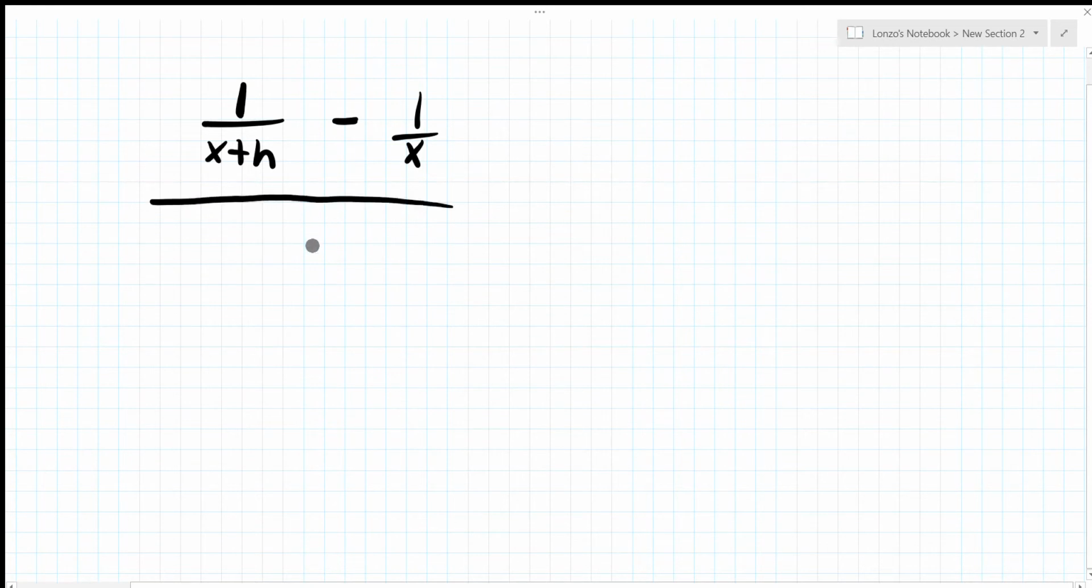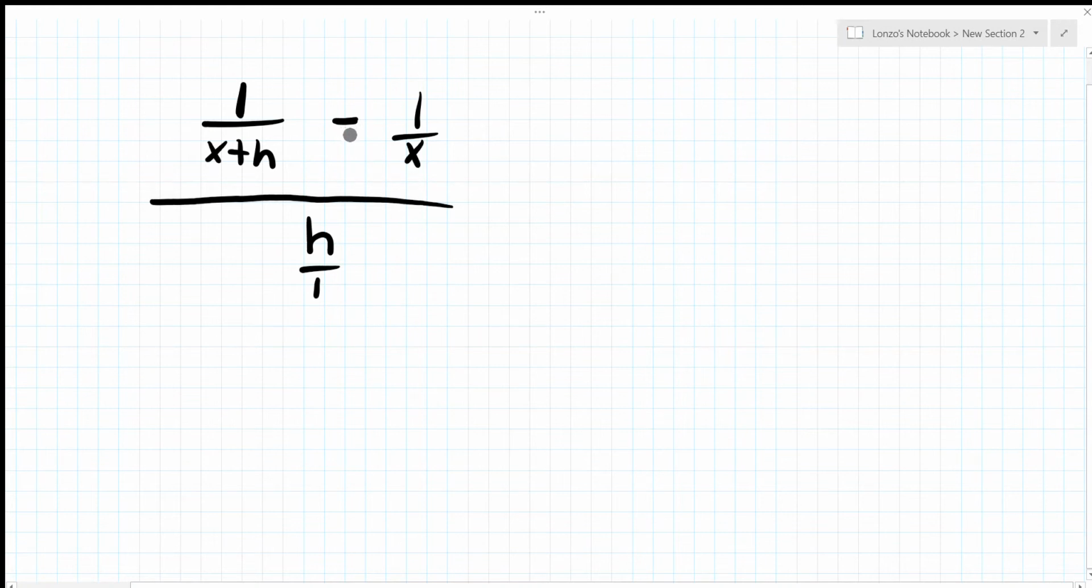Okay, now let's do another one. So let's say we have 1 over x plus h minus 1 over x, divided by h. This is a compound fraction because this h can also be written as h over 1. So we have a compound fraction, but let's look at the numerator. It's not the most simple. We've got to simplify the numerator because we are multiplying, so we want it in a simple fraction form.